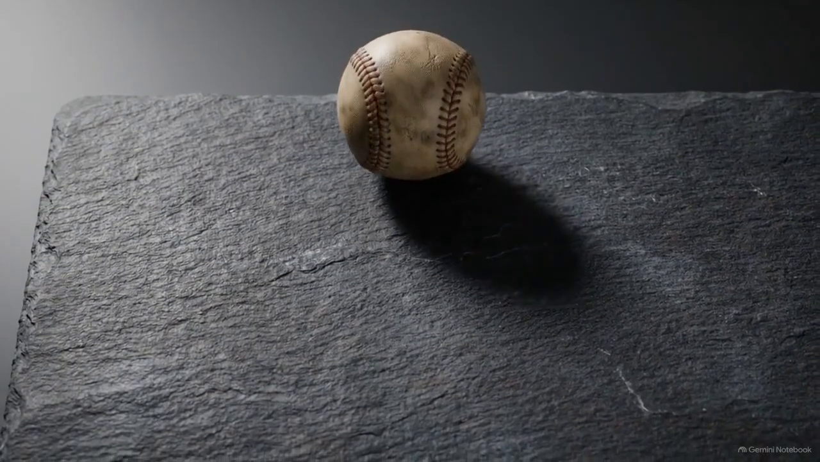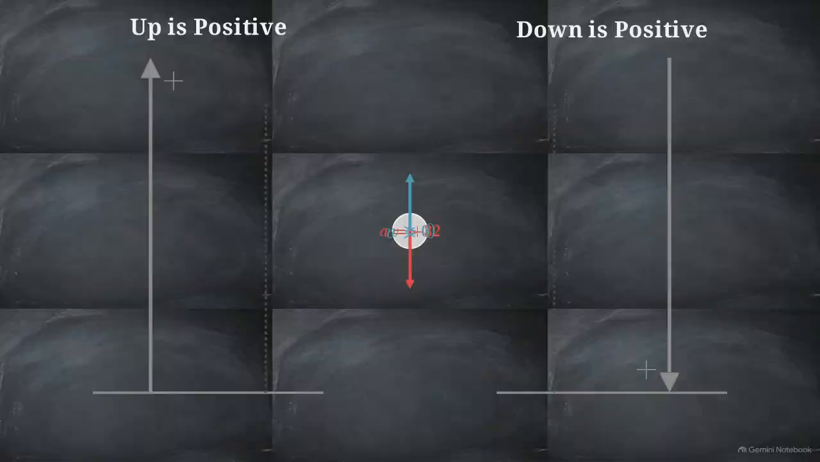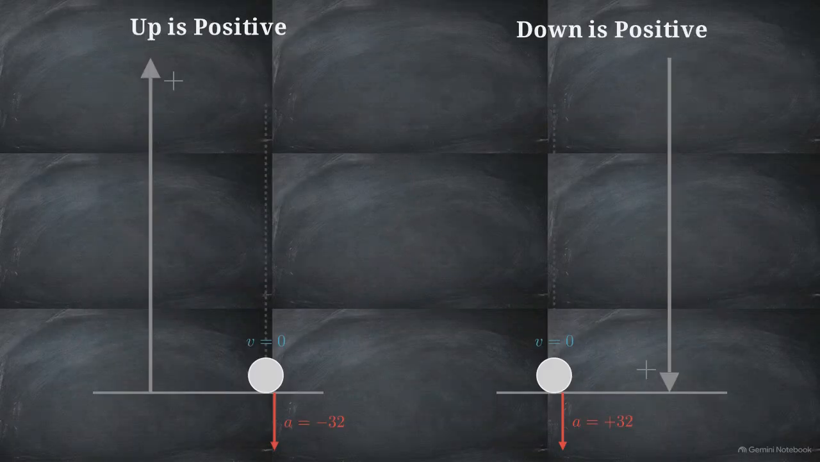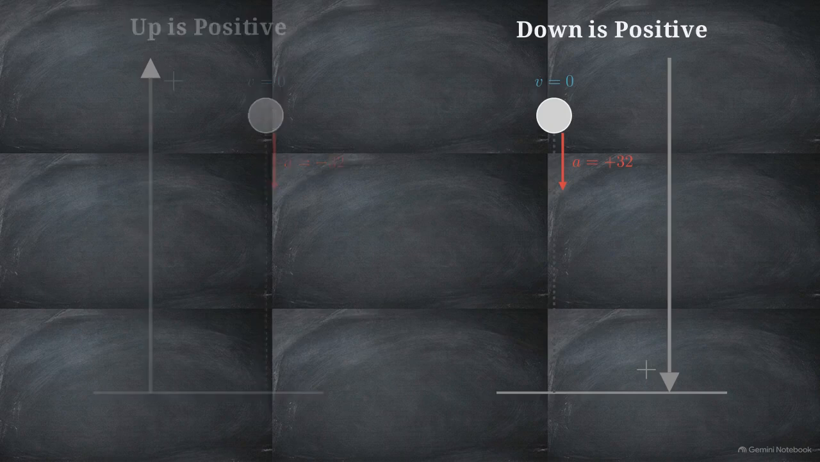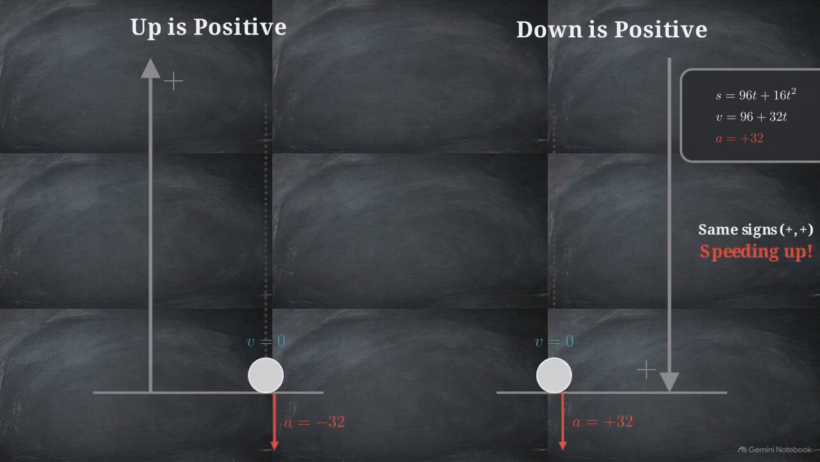Now we execute a test to prove how malleable these mathematics are. What if we declare that downward is the positive direction? Here is the exact same throw running simultaneously. Left, upward is positive. Right, downward is positive. Physically, they behave identically. But look at the right. Because the ball falls in our new positive direction, its downward velocity is mathematically positive and increasing.